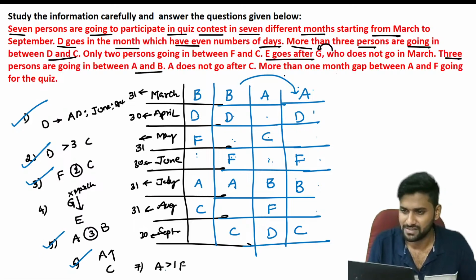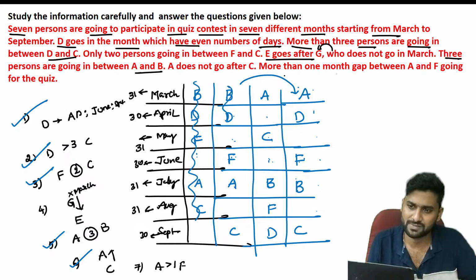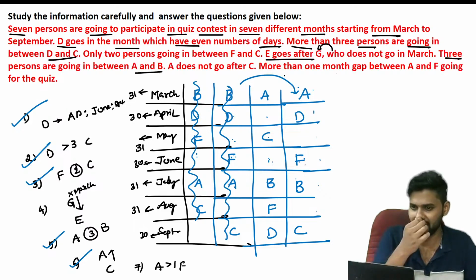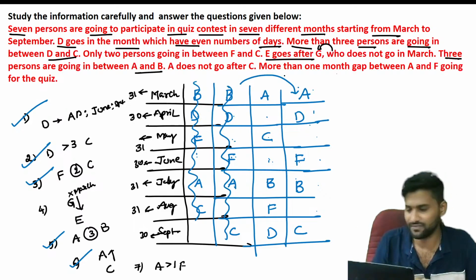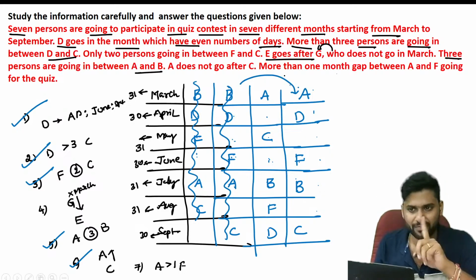Now, next one, see. If there is more than one person between A and F, eliminate. Otherwise, there are more persons between A and F, and yes, it satisfies the condition. More than one person between A and F, yes, it satisfies our condition. That's why sub possibilities are most important. We are still left with two conditions.